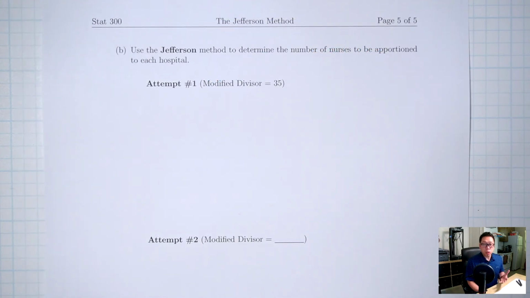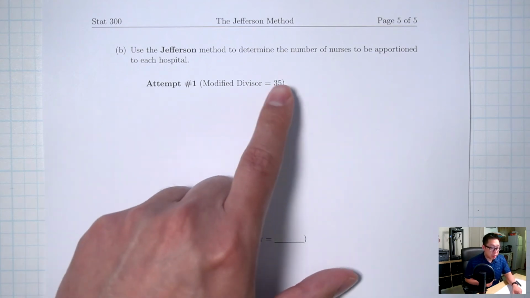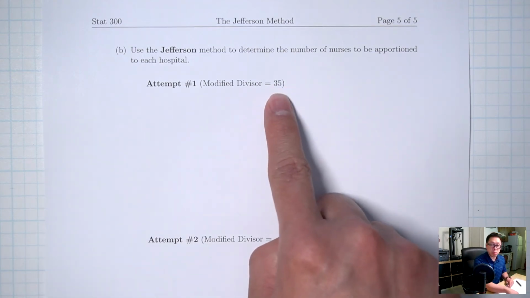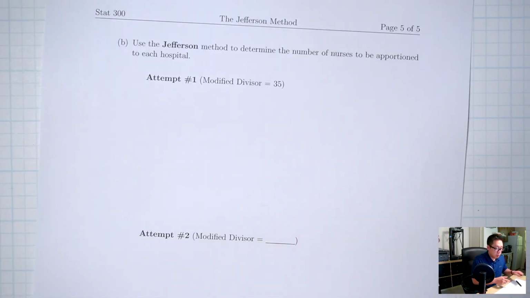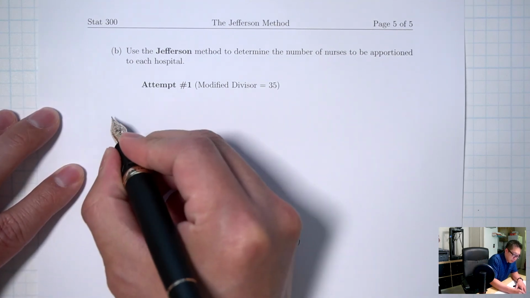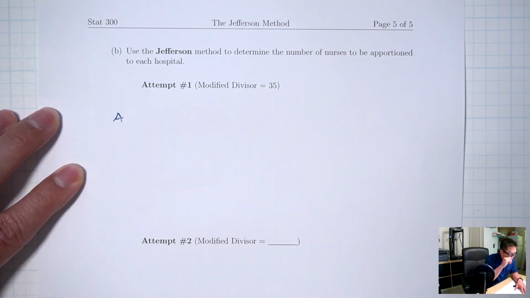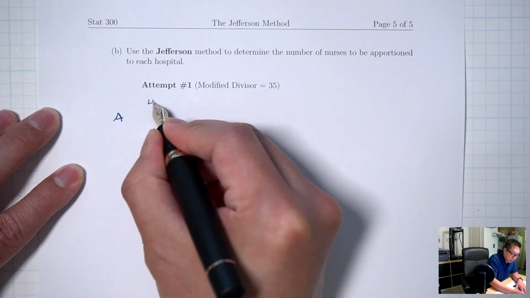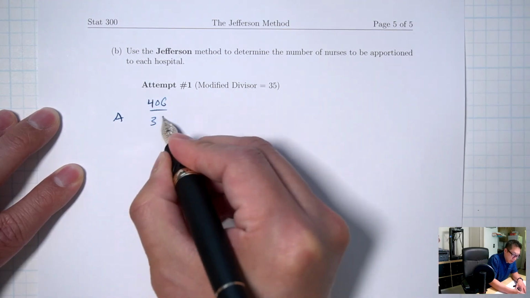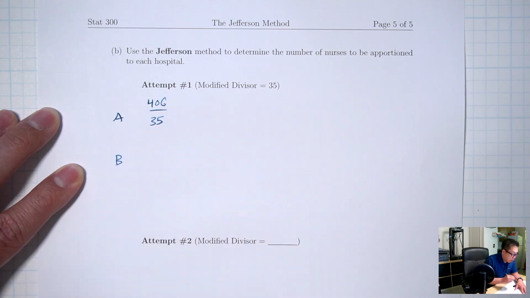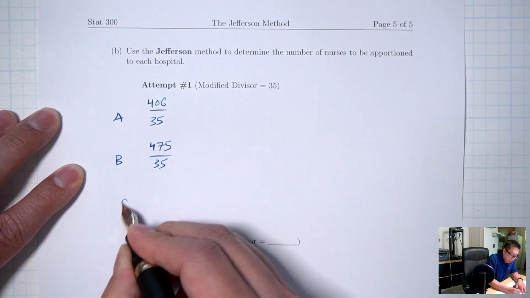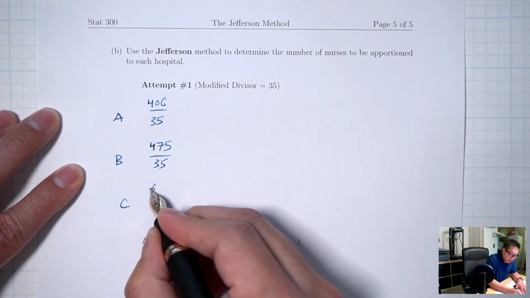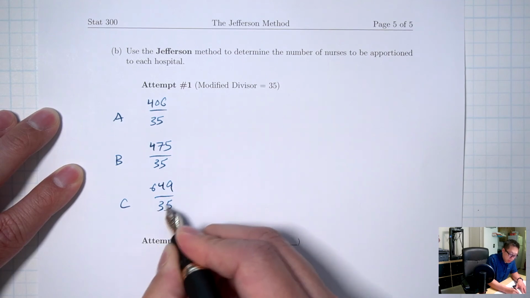So now we'll do the apportionment, this time using the Jefferson method. With the Jefferson method, I'm going to give you the first guess. This is the number that we're going to divide each of these numbers by. So the number of beds in hospital A was 406, divided by 35. Hospital B is 475, divided by 35. And hospital C is 649, divided by 35.